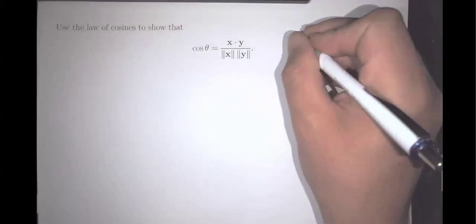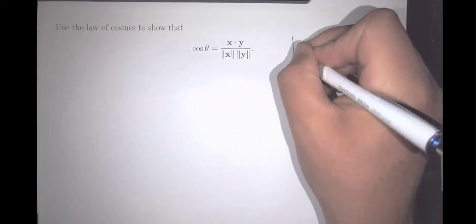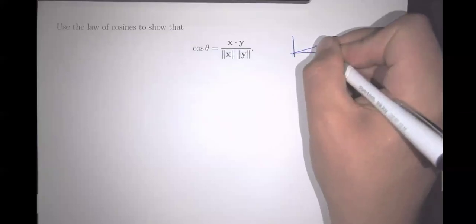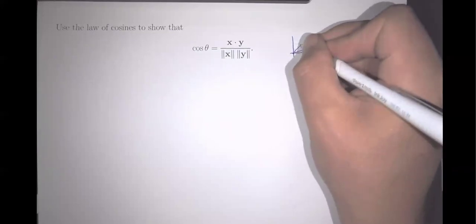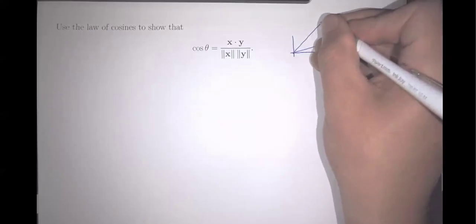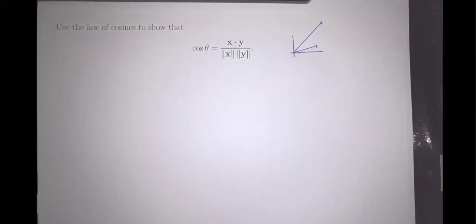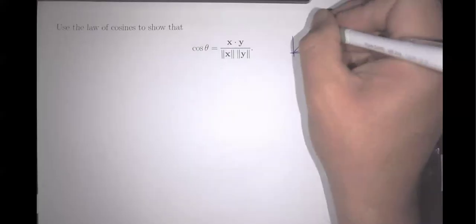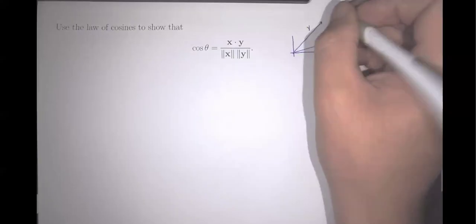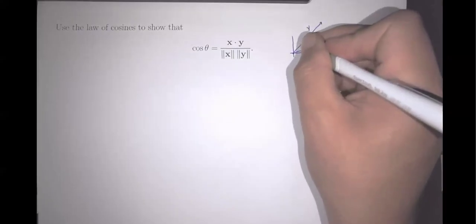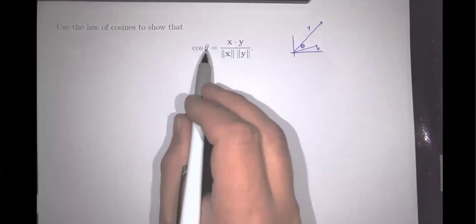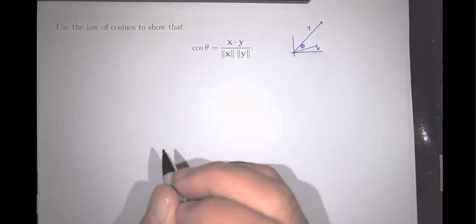If we've got two vectors that come out of the origin, a vector, say like that, and another vector, perhaps like that, we'll call one of them x, and we'll call one of them y. And we'll call the angle between them theta. And we're looking to show that cosine theta is equal to x dot y over length of x, length of y.